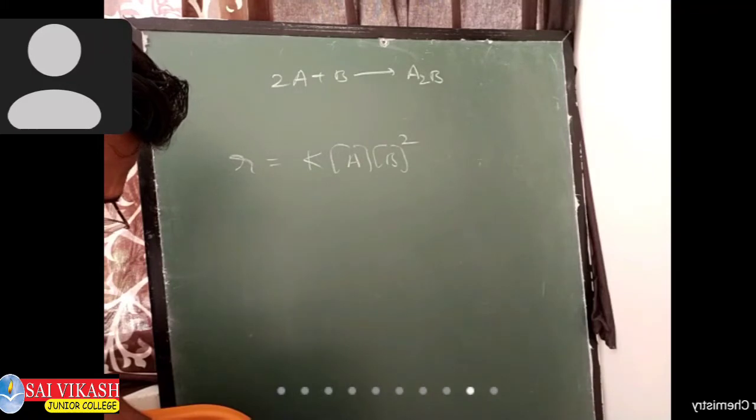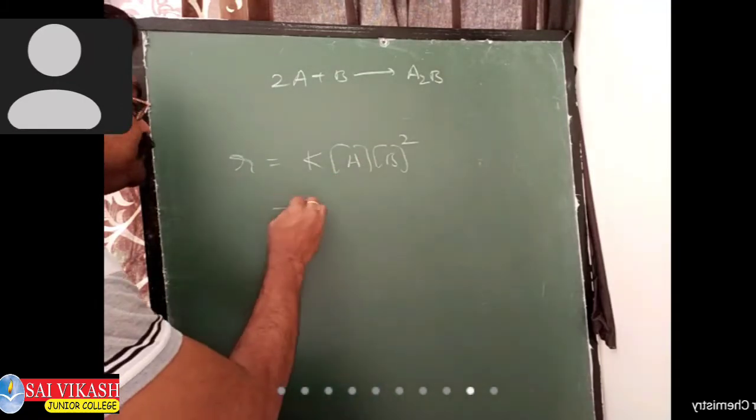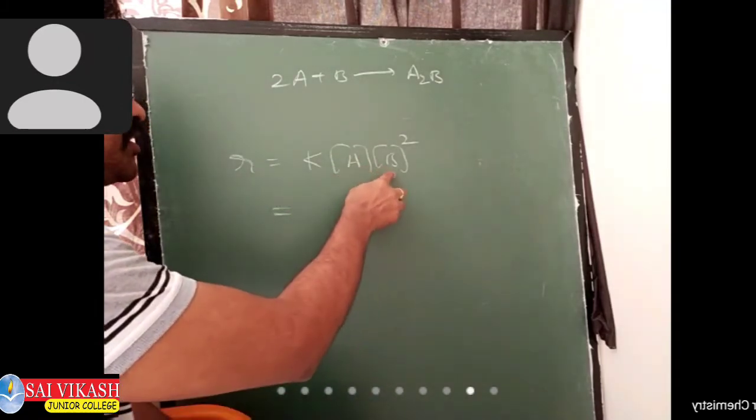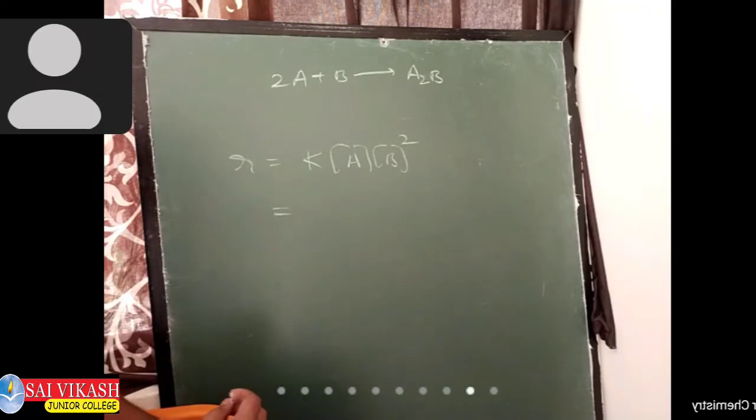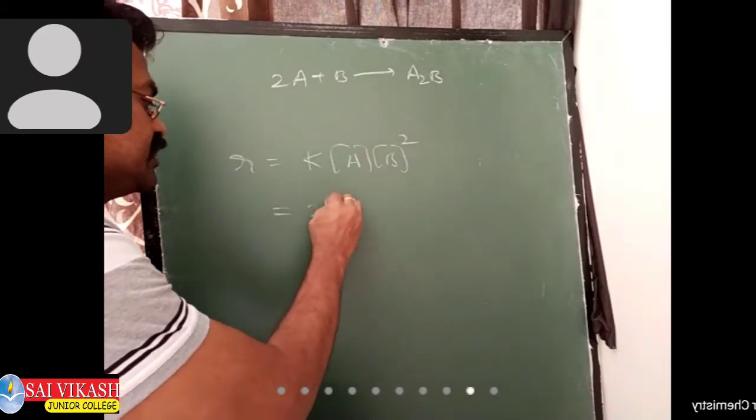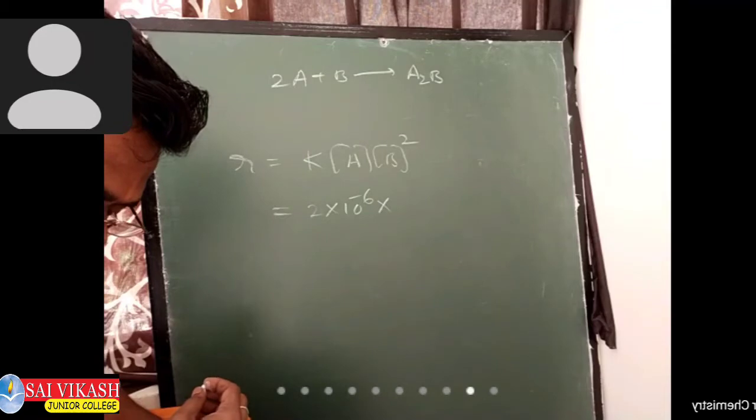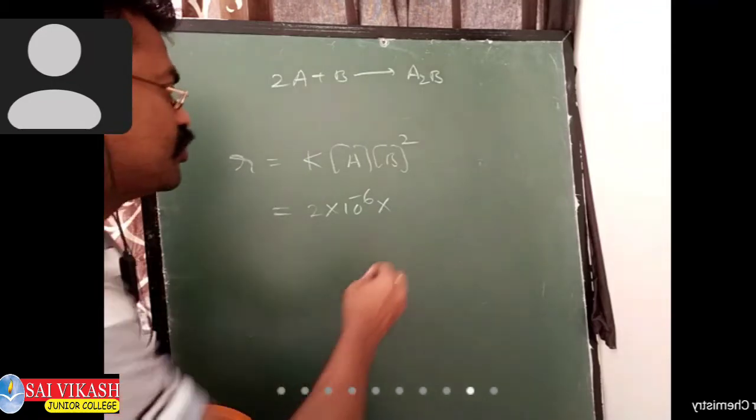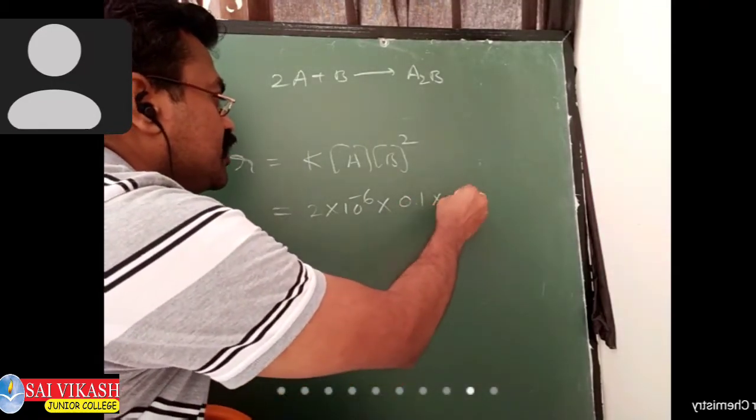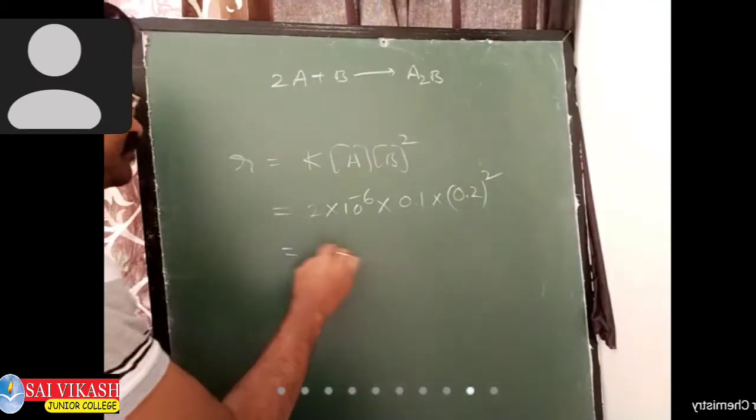Calculate the initial rate of reaction when A equal to 0.1, B equal to 0.2. Initially A equal to 0.1, B equal to 0.2, what is the rate, they're asking. So the K value is given. How much is K? 2 into 10 power minus 6. So K is 2 into 10 power minus 6, into the A value, 0.1, and the B value is 0.2 whole square.